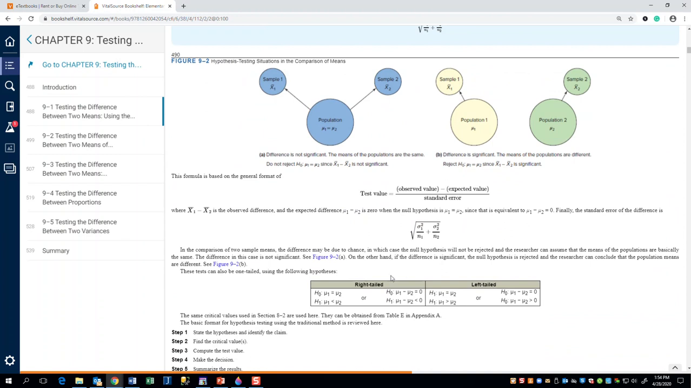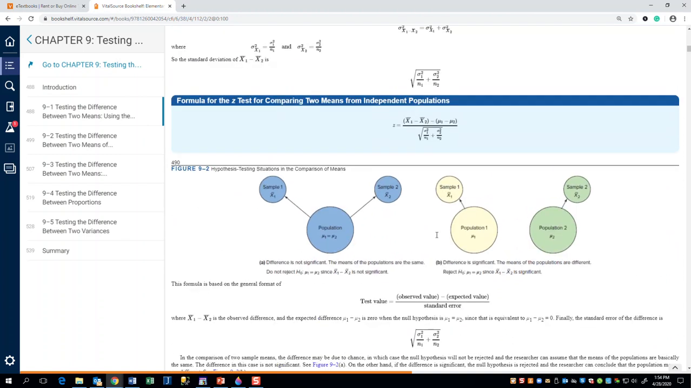Now where was it at? This right here. Of course, to use this formula, you have to have sigmas. So if you're given s's, some books have a different formula. I don't think I saw it in this book unless it's in the next section. Wait a minute. What's this one say? Testing the difference between two means of independent samples using the t-test. So this one is specifically the z-test.